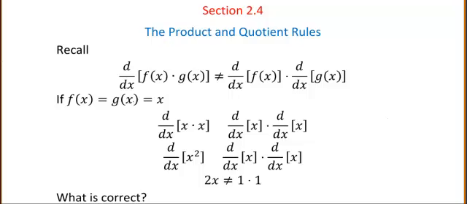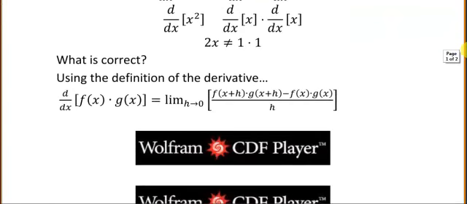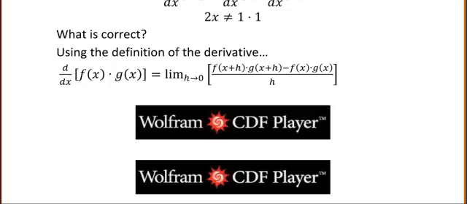If that were the case, then the derivative of f times g would be the derivative of x squared, which would be 2x. And the derivative of f would be the derivative of x, as would the derivative of g. So the derivative of x is equal to 1, so we'd have 2x equal to 1. And of course that's not true. So the derivative of the product of two functions is not the derivative of the function times the derivative of the other function.